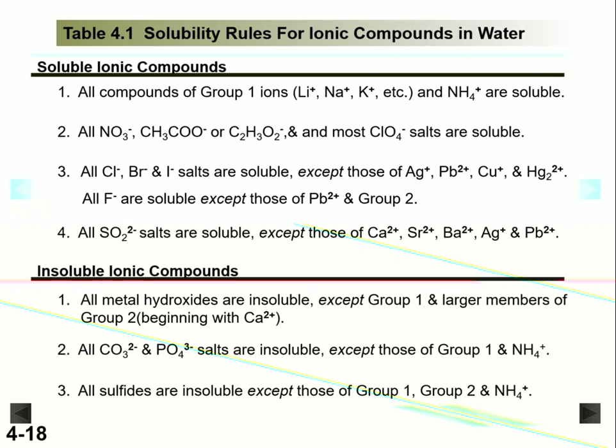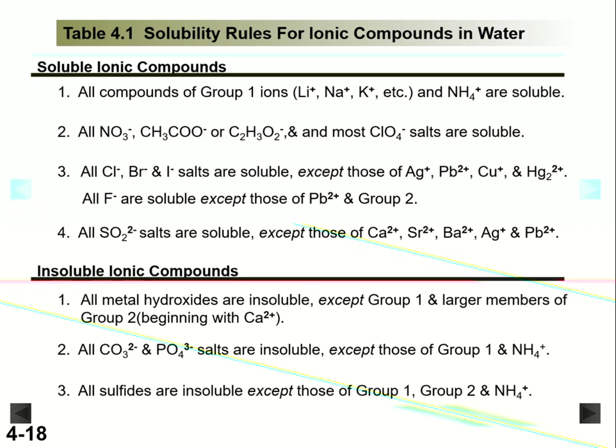So here are the rules, and let's walk through these. On the upper part of this table are the soluble compounds. These are the ones that dissolve in water and don't readily precipitate. All compounds of group 1, lithium, sodium, potassium, rubidium, cesium, all the ionic compounds of those species, as well as the ammonium salts, are all soluble. And there are exceptions to this, but this is the large majority of compounds. All the nitrates, the acetates, and most of the perchlorate salts are soluble.